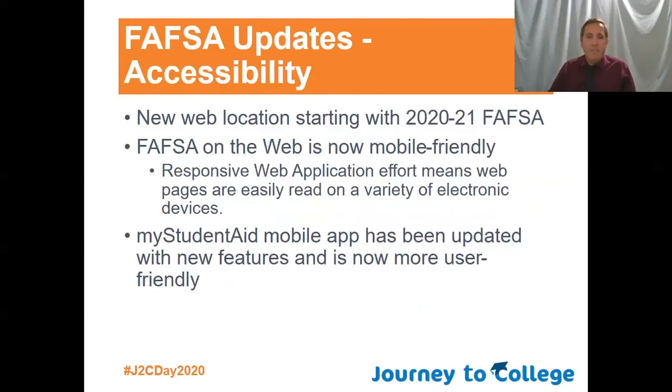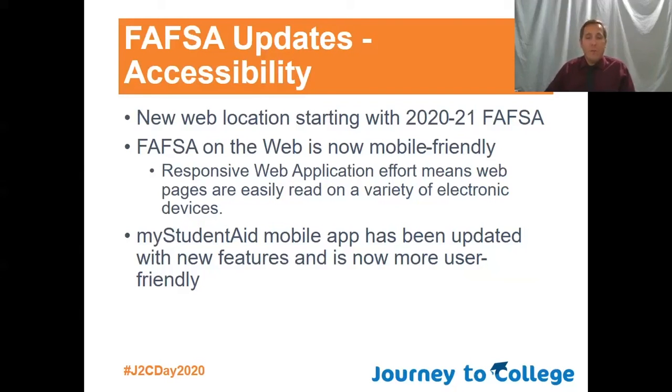So some FAFSA updates. Again, this is going to be using 2020-2021 FAFSA information because the FAFSA that will be available October 1st has not yet been released for review. But to begin, there is a new web location for the FAFSA on the web. No longer is it FAFSA.gov or FAFSA.ed.gov. Now the FAFSA form is housed on studentaid.gov. Now, if a user enters FAFSA.gov or FAFSA.ed.gov, they'll automatically be forwarded to the new website, but it's good to get in the habit of using the correct URL when logging in.